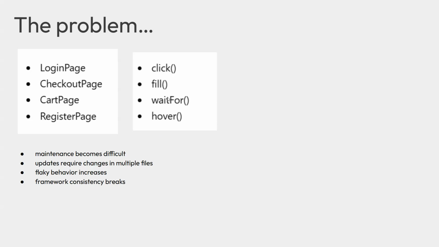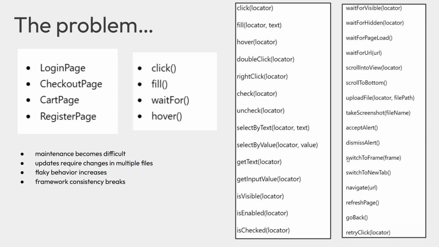And it is not just limited to the functions that I have mentioned. The list of UI interactions could be as exhaustive as the one that I'm showing right now on the screen. It could be click, fill, select various options, visible, enabled, checked, waits, navigations. So all these methods get repeated in each of these pages.